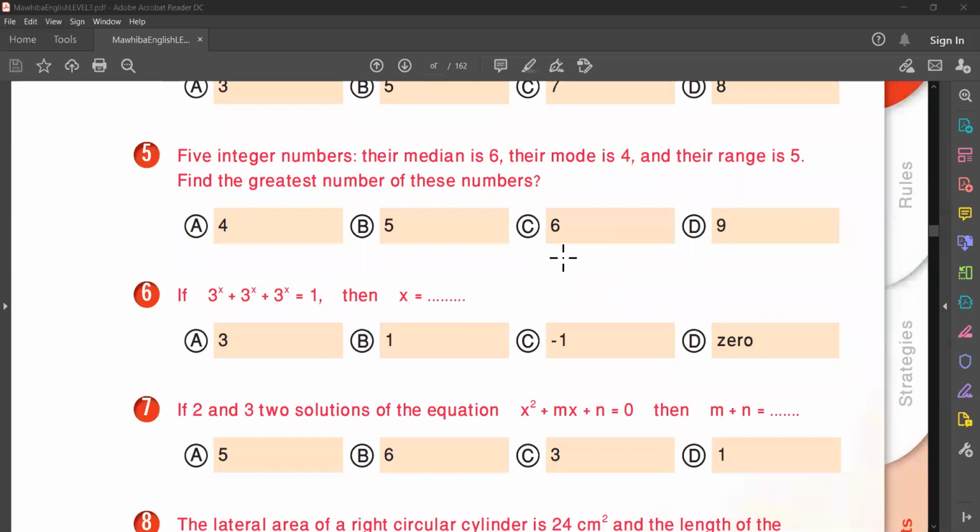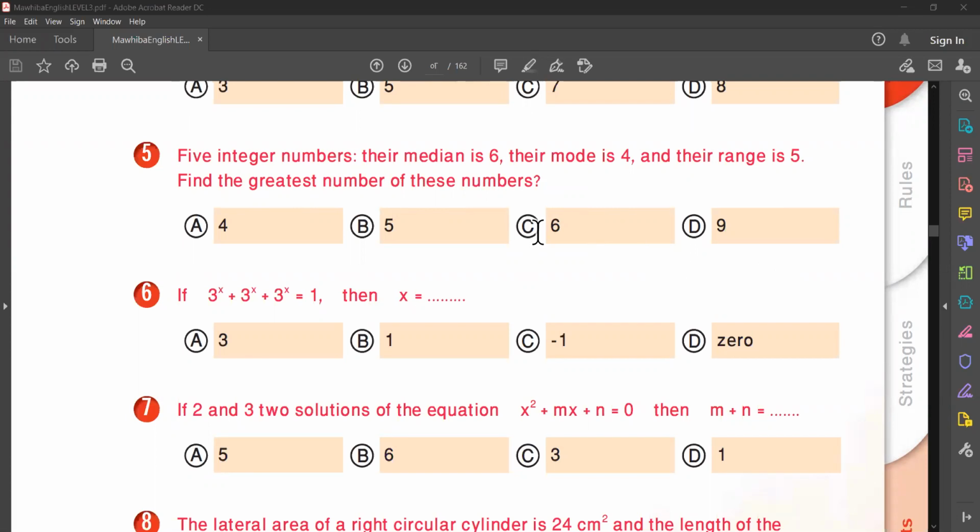These questions: 5 integer numbers, their median is 5, their mode is 4 and their range is 5. Find the greatest number of these numbers. Okay, try to solve this problem, or help me.